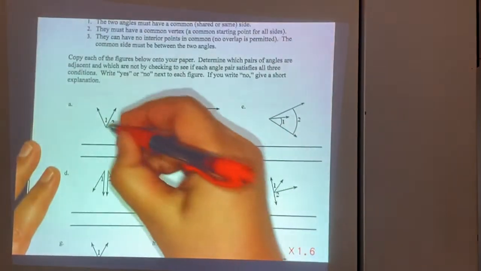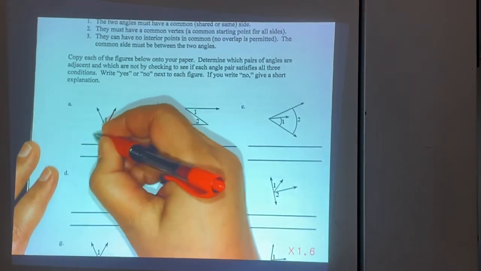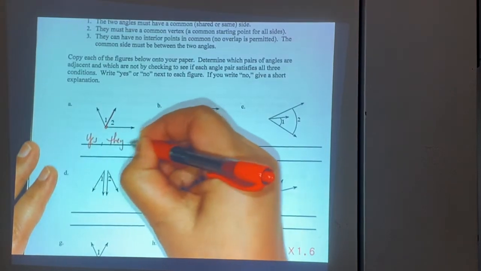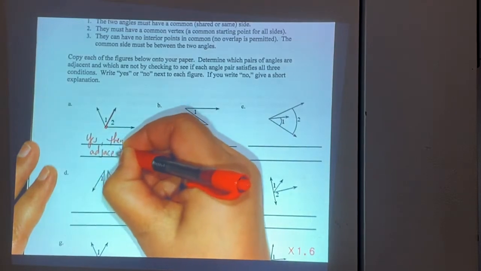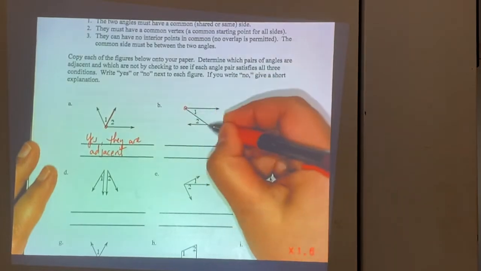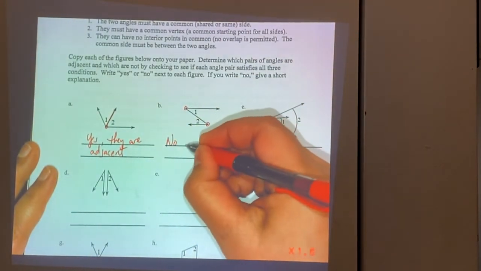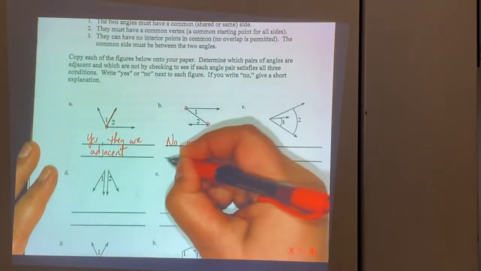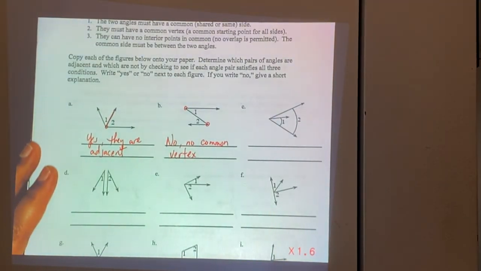So, look. Common vertex, shared side. This is yes. They are adjacent. Okay, oops. 2 different vertices. No. No common vertex.